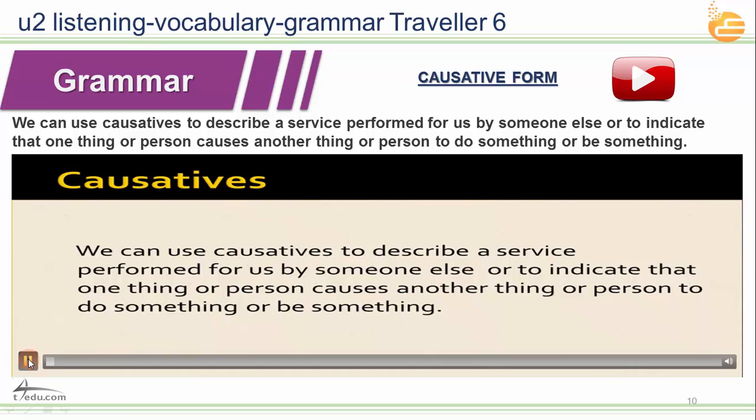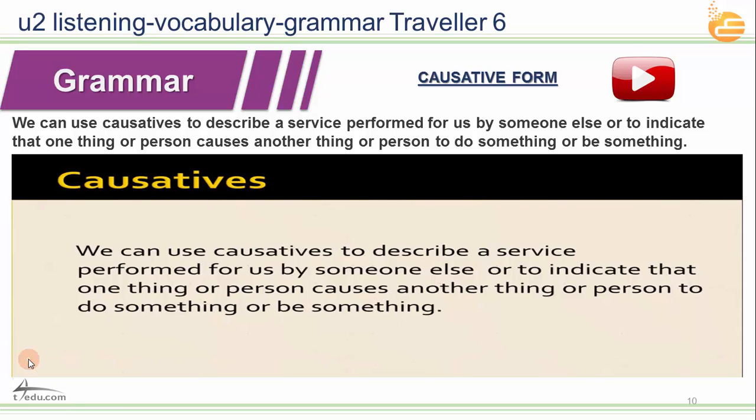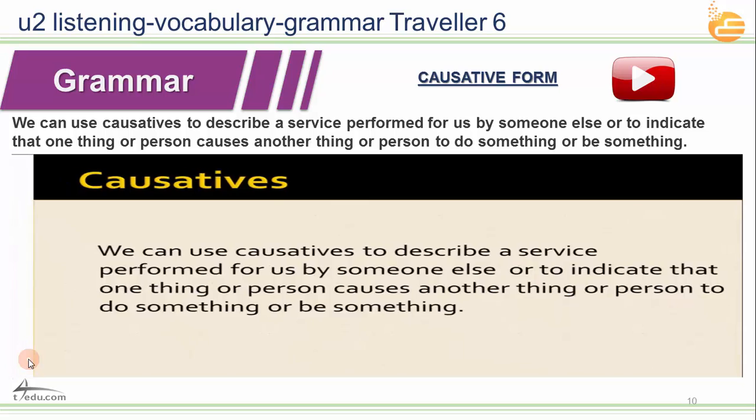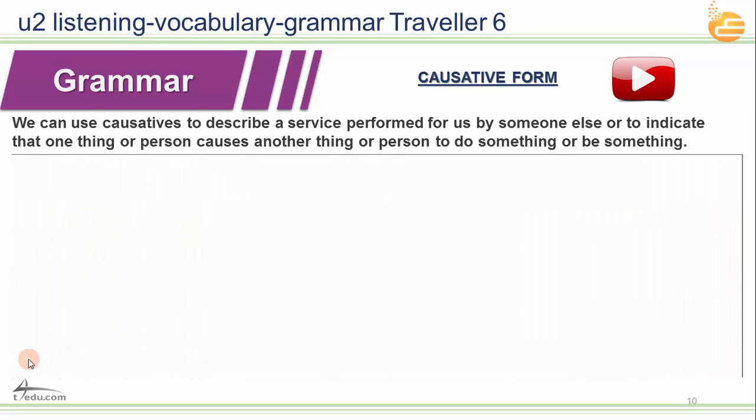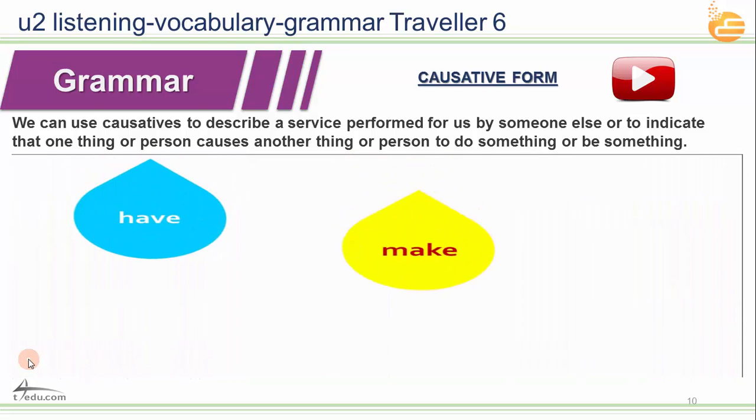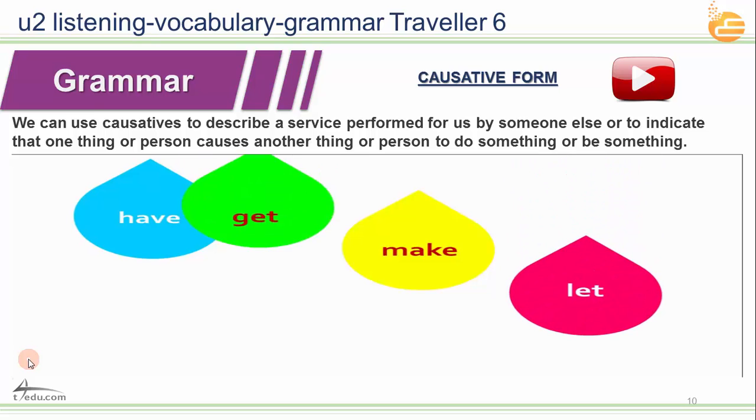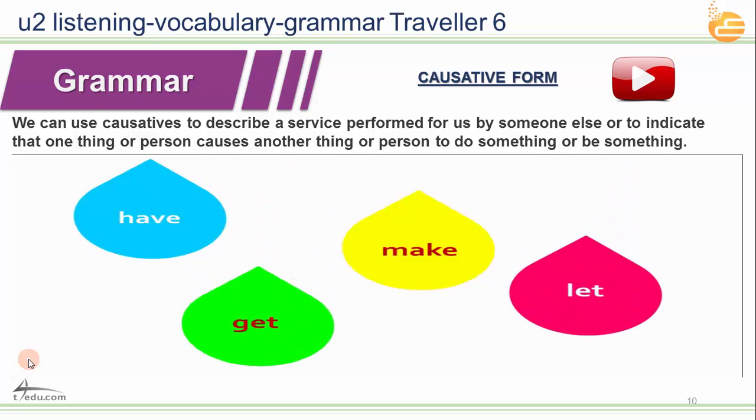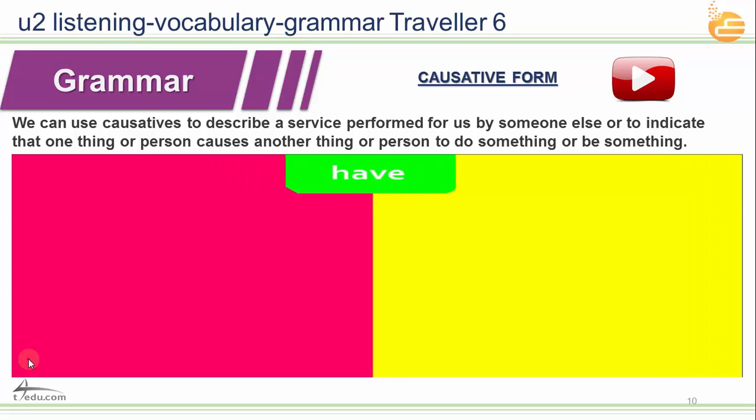Causatives to describe a service performed for us by someone else, or to indicate that one thing or person causes another thing or person to do something or be something. The most common causative verbs are have, make, let, and get. Let's first have a look at have.